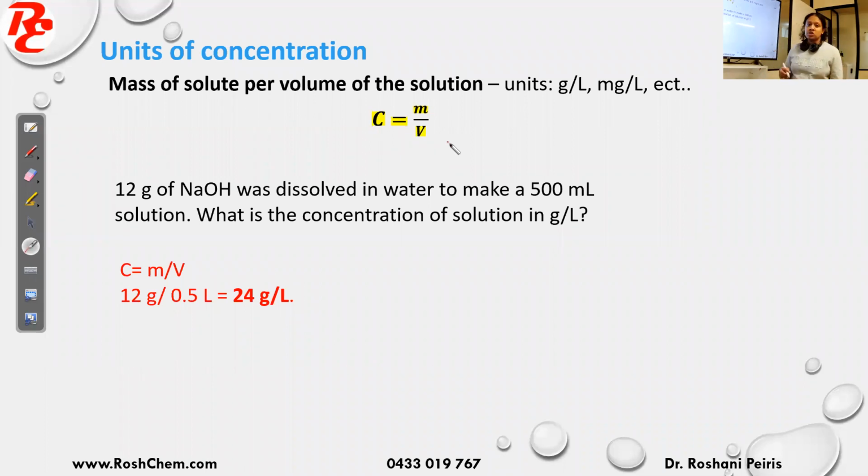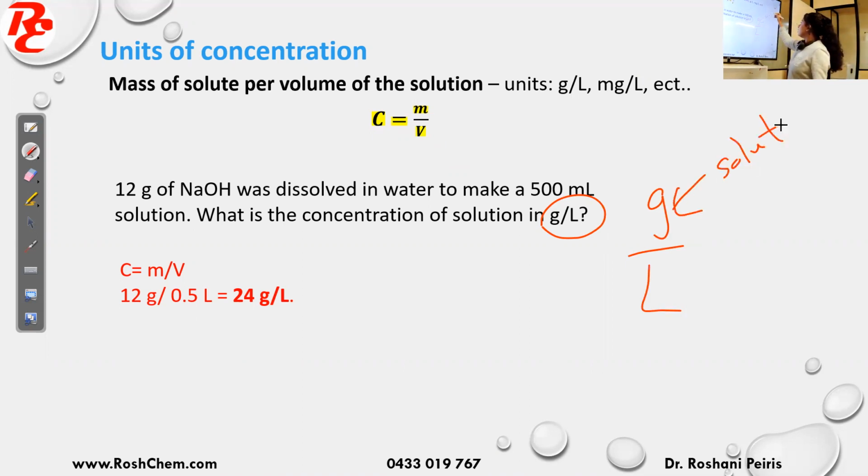So we look at this question. 12 grams of sodium hydroxide was dissolved in water to make a 500 ml solution. What is the concentration of solution in grams per liter? Okay, so I want to make grams per liter, which means grams divided by liters. So grams of what? It has to be the grams of the solute divided by liters of what? It is the liters of the solution.